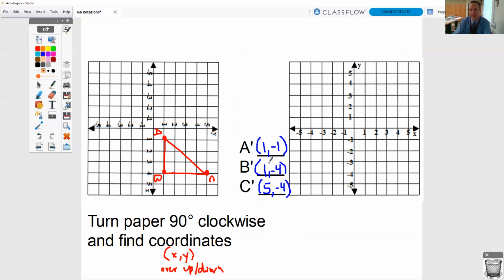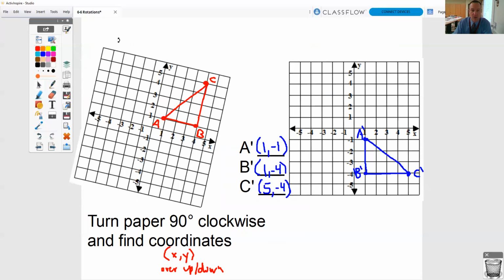Now that you have your coordinates, you're going to graph those points. 1, -1: over to 1, down to -1. This is our new A prime. 1, -4: over to 1, down to -4. This is our new B prime. And then 5, -4: over to 5, down to -4. This is our new C prime. Connect the dots to form your triangle. Notice that it matches that shape exactly. And that will happen every time.